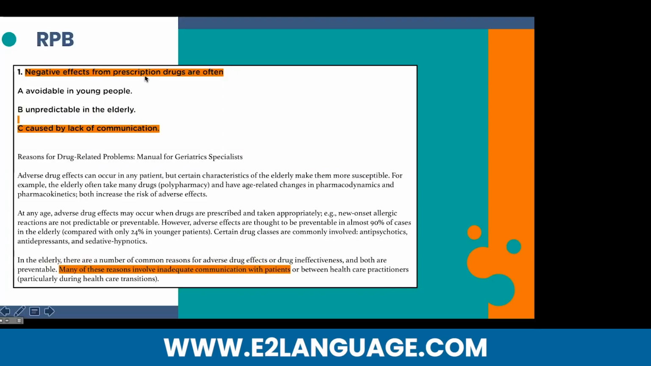Anyway, negative effects from prescription drugs are often caused by a lack of communication. Here it says, many of these reasons involve inadequate communication with patients. Many of these reasons, that is adverse drug effects, okay? Adverse drug effects involve inadequate communication with patients. So here it says negative effects or adverse effects are often caused by lack of communication. I'm sorry, I don't know if you noticed, but I changed that slightly there. But yes, they're saying the same thing, right?